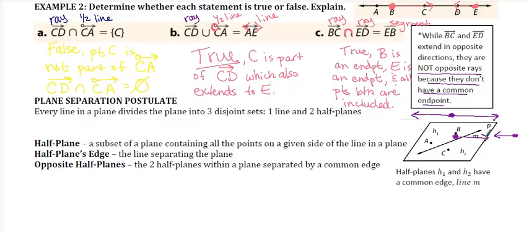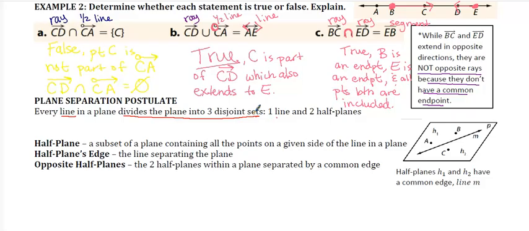Okay, I'm going to erase that little note so I have room for the next stuff. All right, so next up, we've got our plane separation postulate. Remember, we had a line separation postulate. So now with the plane separation postulate, we're talking about a plane. Every line in a plane divides the plane into 3 disjoint sets or parts.